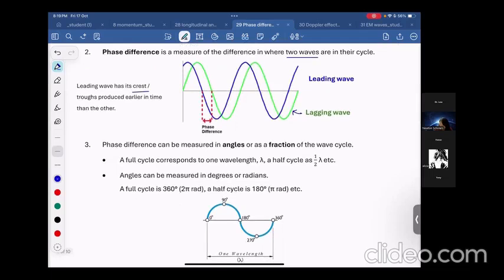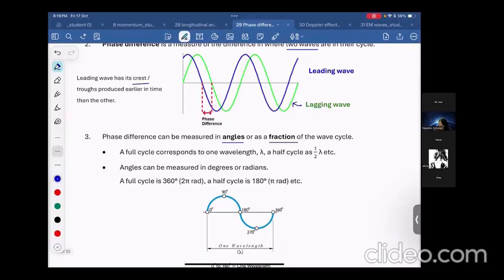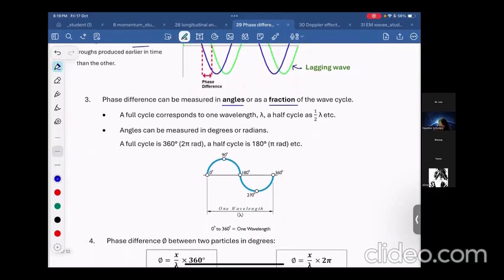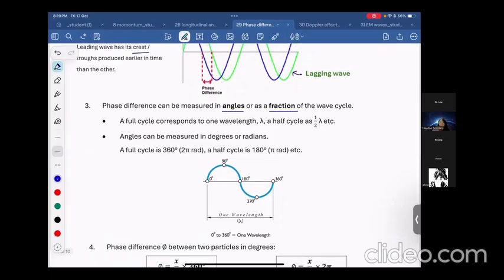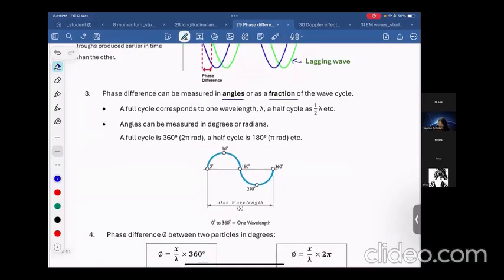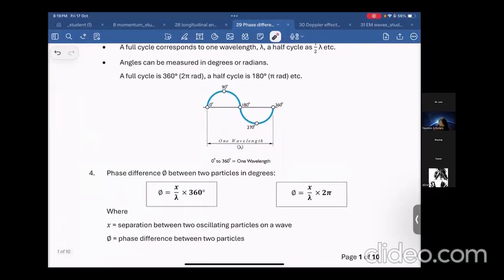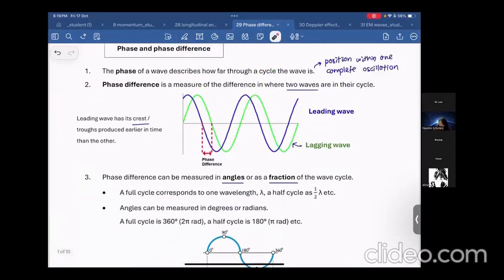The phase difference can be measured in angle or in fraction. A full cycle is one wavelength. Half a cycle is 1/2 wavelength. Angles can be measured in degrees or radians. If it repeats exactly the same, there is zero phase difference. This one we will talk about later. Here we have 0, 90, 180, 270, and 360. This is considered one full cycle, one wavelength. We want to find the phase difference between two particles here.